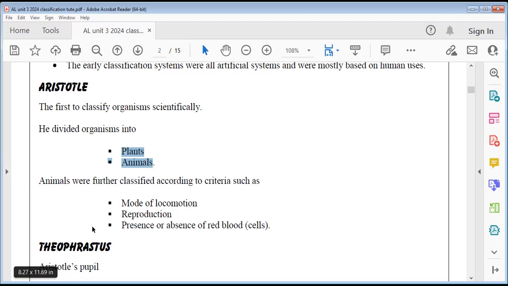No, sir. What he had was that red blood is there, or no red blood is there. Understood? From our point of view, red blood is due to red blood cells, and colorless blood is the absence of red blood cells. That idea we can tell now. But Aristotle didn't say red blood cells. He actually said red blood.